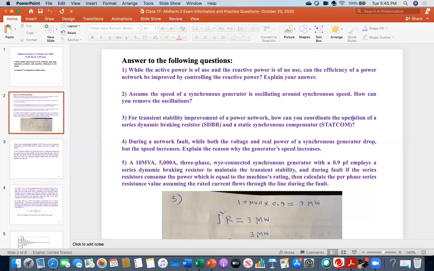Dr. Ali, I have a question. This damper coil is already incorporated during the construction of the machine, right? It's already there, or do you put it externally? There is some sort of controller there.